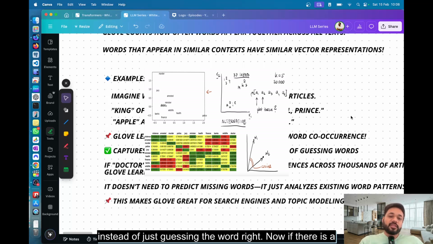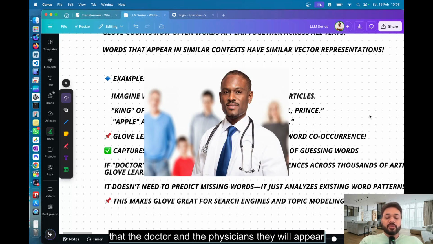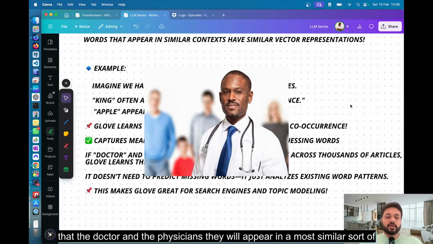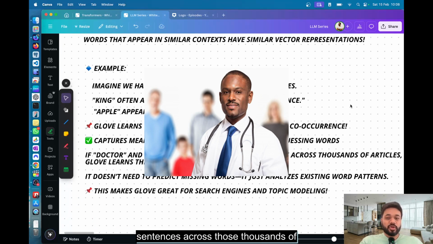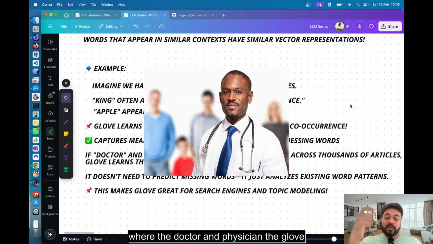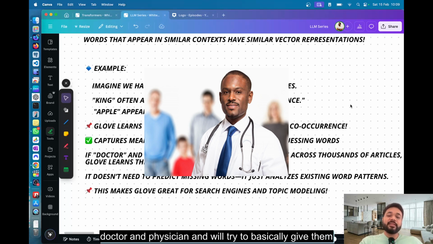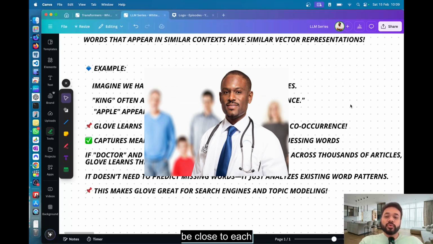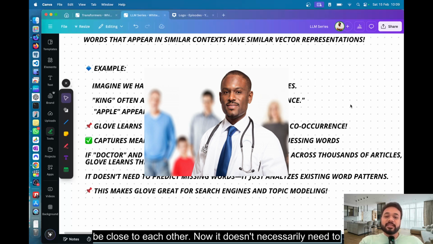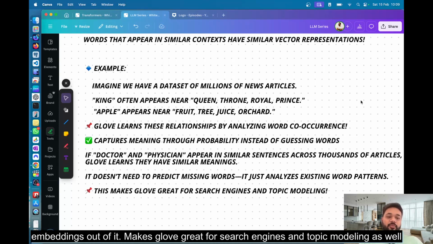Now, if there is a huge corpus in which doctor and physician appear in most similar sorts of sentences across thousands of articles, right? GloVe will learn the similarity between doctor and physician and will try to give them embeddings which would be close to each other. Now, it doesn't necessarily need to predict the missing words, right? It just analyzes the existing word patterns and creates embeddings out of it. That makes GloVe great for search engines and topic modeling as well, right?